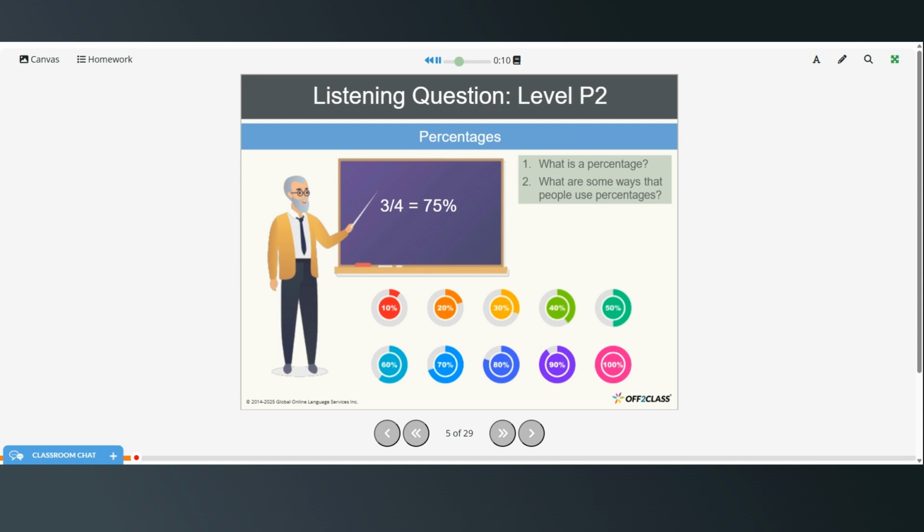Percentages. A math class is learning about percentages. Listen and answer the questions about percentages.